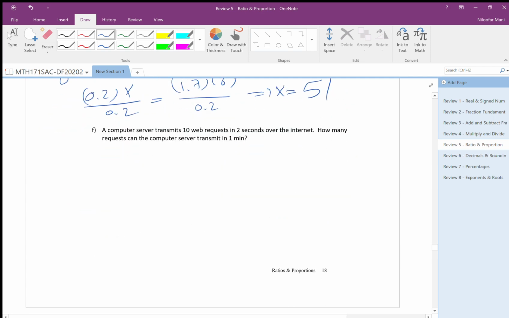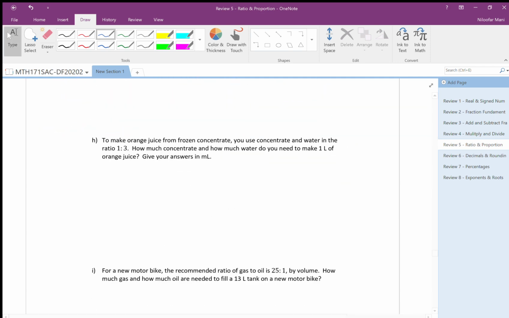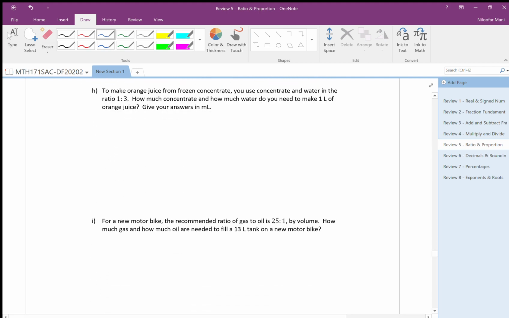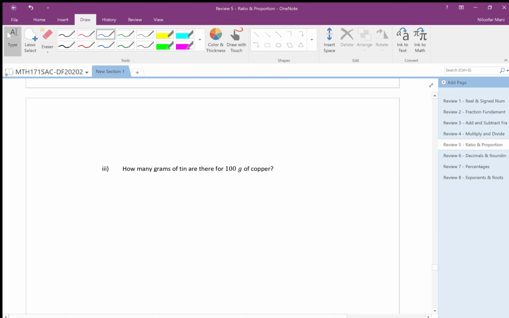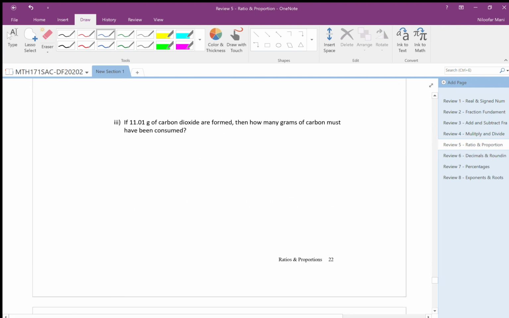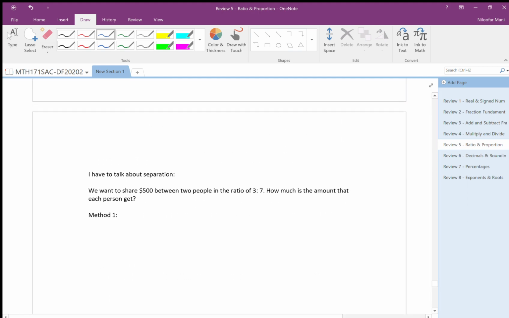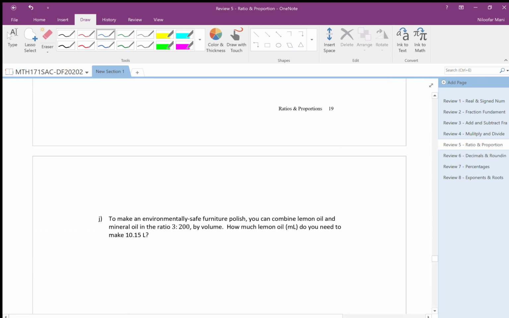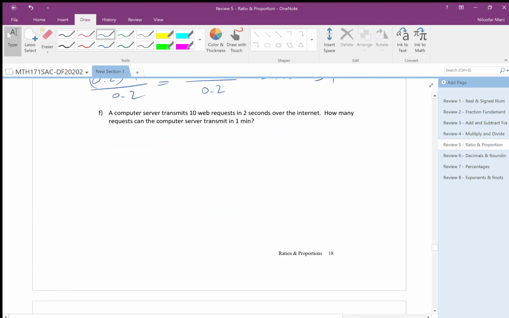Okay? So, a computer server transmits. Let me see. Oh, here, word problems start. A computer server transmits 10 web requests in 2 seconds over the net. How many requests can the computer server handle in 1 minute? So it's the same computer server, so it's the same condition. Two different situations. Remember, one of them is seconds, one of them is minute. But the number of requests is the same.